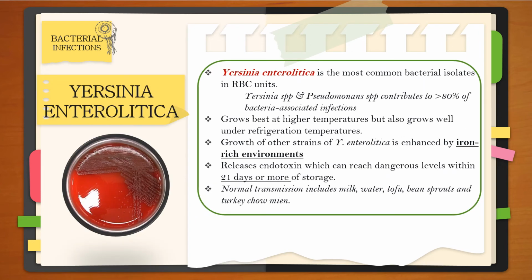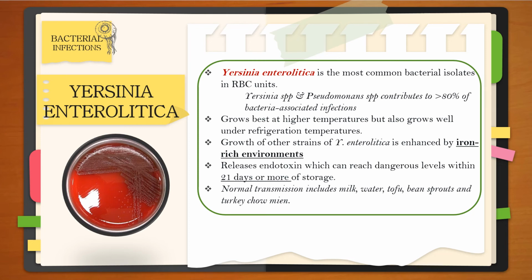Yersinia enterocolitica is the most common bacterial isolate, specifically found in red blood cell units, next to Pseudomonas species. Both of these bacteria, class, contribute to more than 80% of bacterial infections transmitted via red blood cell units. Yersinia enterocolitica is actually more viable at higher temperature, class. However, it can also thrive under refrigeration temperature storage.